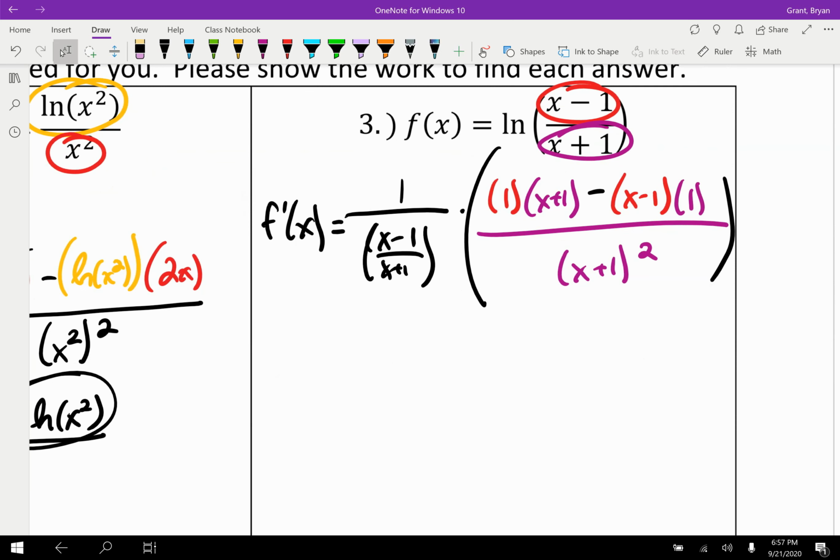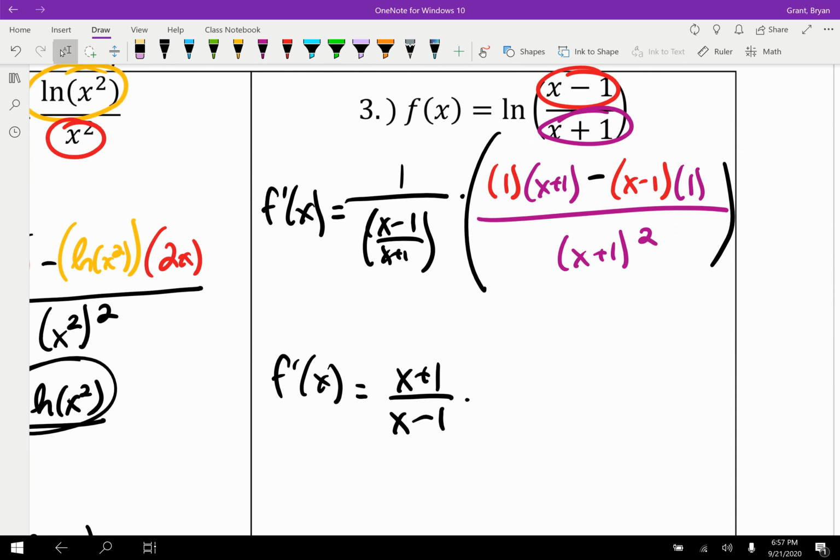Well, how can we reduce this? A few things to note. First, we have 1 over a fraction, which of course gives us the reciprocal, x plus 1 divided by x minus 1. And then I'm going to drop the parentheses. I think everything will be even here. And it looks like the numerator up here becomes x plus 1, distribute the minus, minus x plus 1 divided by x plus 1 squared. What else can we clean up here? It looks like the x's here will cancel. 1 and 1 gives us 2.